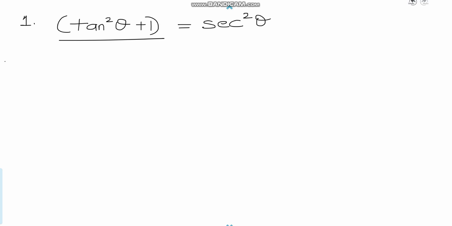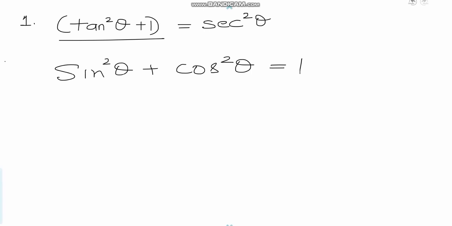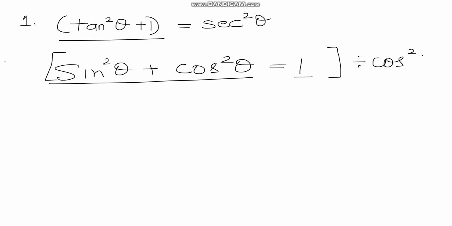So first of all, we all know this trigonometric identity: sine square theta plus cos square theta is equal to 1. Now I am going to divide the left hand side as well as the right hand side by cos square theta. Let's see.